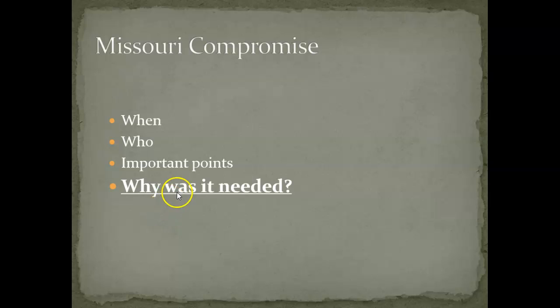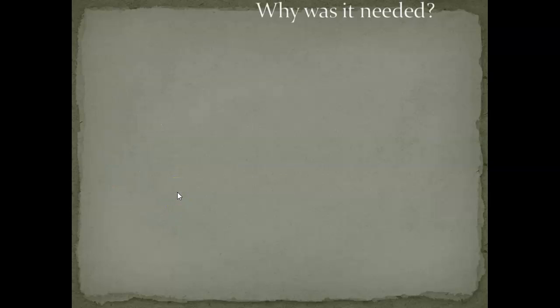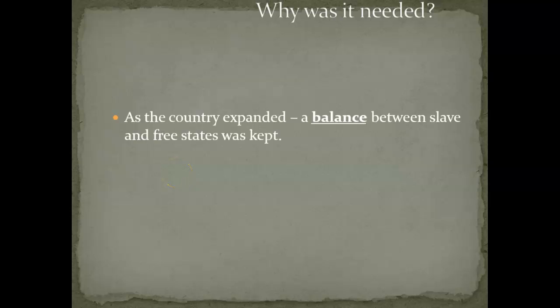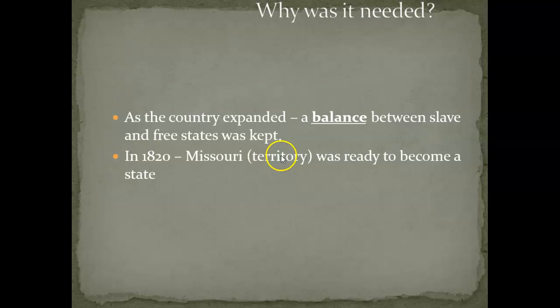Let's begin with the last one. Why was it needed? Well, America is growing, and that's a good thing. We're moving further west. But as America continues to expand, it continues to need to balance the slave number of states with the free number of states. So the idea is that we have to keep that balanced even, so one side does not have an advantage over the other. So as the country continued to expand west, that balance needed to be kept in check.